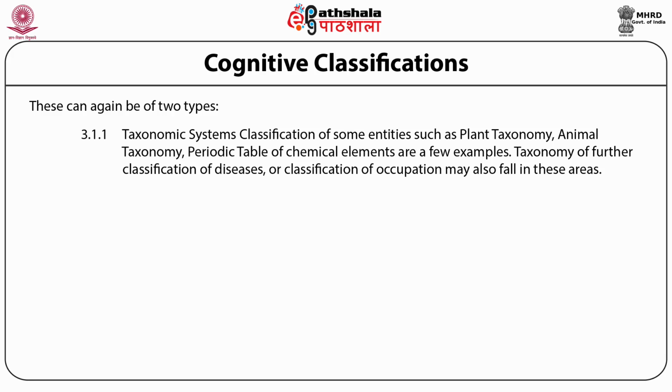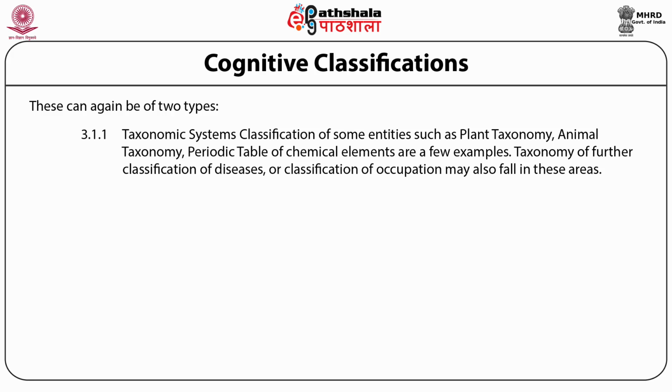For example, the arrangement of elements in the periodic table, when made for the first time, showed some gaps of some elements, and it was predicted that these elements must be found sometime, and later those elements were really found in nature. It means that taxonomic classifications are useful for discovery of knowledge.